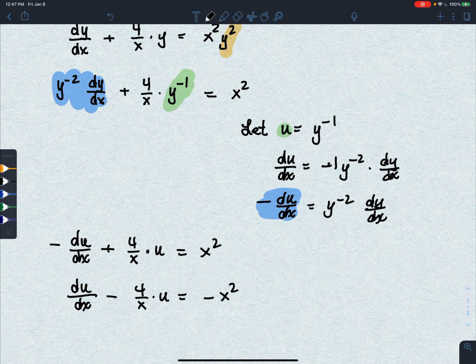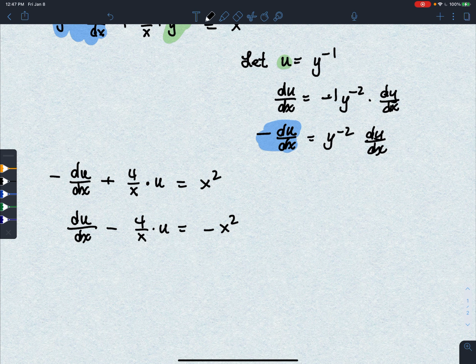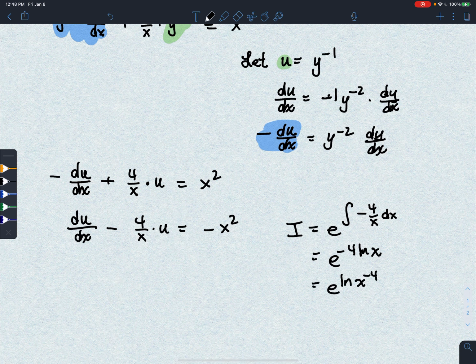Now, finally, we have a first order linear. So now we do our integrating factor, which we call I, and that's e to the integral of the coefficient of u. And that looks like e to the negative 4 natural log x. We'll assume in this problem that x is positive, and that means e to the natural log of x to the negative 4, which is x to the negative 4. So we know the first order linear has a generalized solution. I times u is equal to the integral of I times q dx.